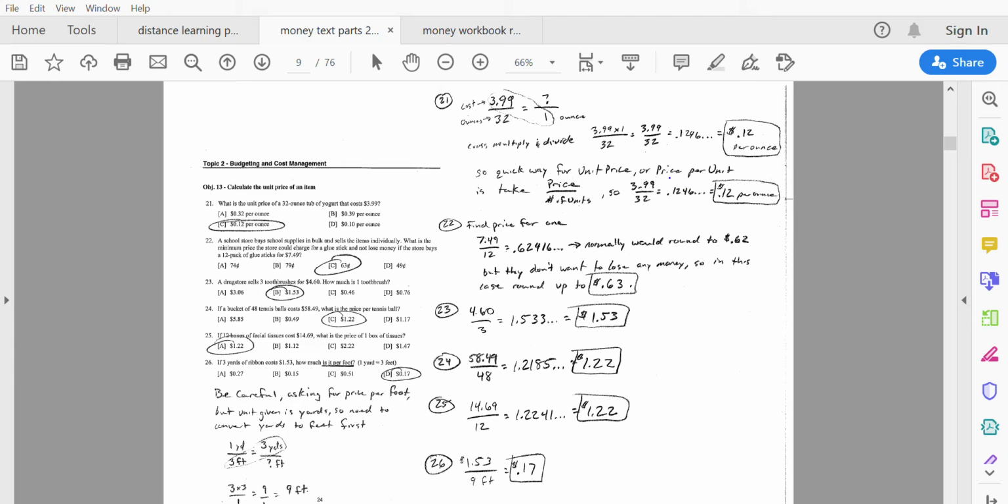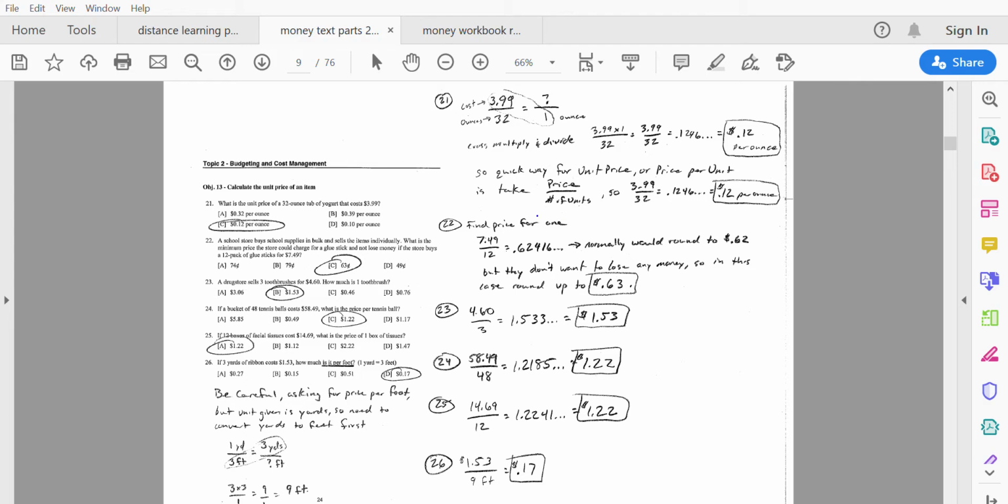Okay, so let's take a look at number 22. School store buys supplies in bulk and sells the items individually. What is the minimum price the store could charge for a glue stick and not lose money, if the store buys a 12-pack of glue sticks for $7.49? So we're going to find what it costs for one. They pay $7.49 and they get 12 for that price. So we're going to divide that, and we're going to get 0.62416.